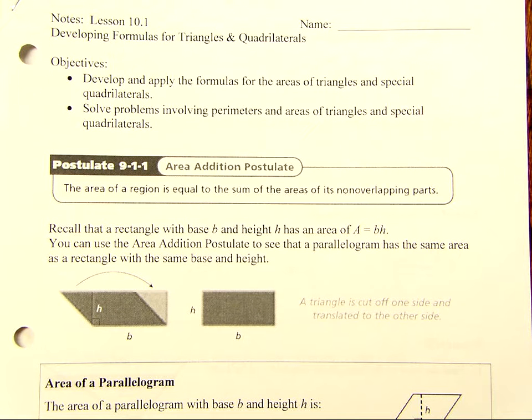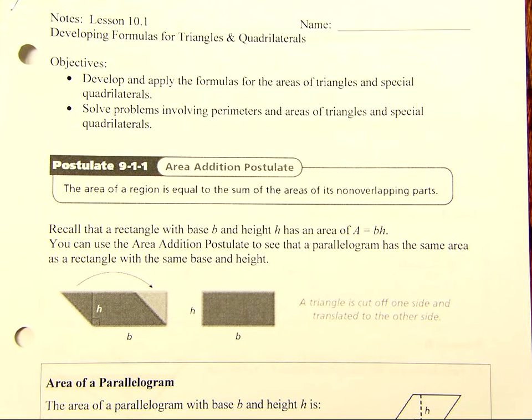Okay, in Chapter 10, we're going to be talking about perimeter, area, and circumference. In Lesson 10.1, we're specifically going to be talking about the area for triangles and quadrilaterals. If we take a look, the area addition postulate says that the area of a region is equal to the sum of the areas of its non-overlapping parts.